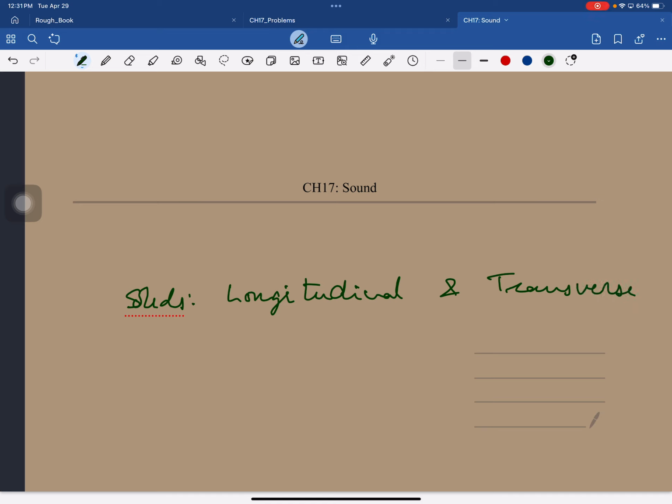Okay, I forget what longitudinal and transverse means. Anybody remind me of that? Longitudinal is in a parallel axis, transverse is perpendicular. So longitudinal, right? The particles of the medium are oscillating parallel to the direction of travel of the wave. In a transverse wave, particles of the medium are oscillating perpendicular to the direction of travel of the wave.